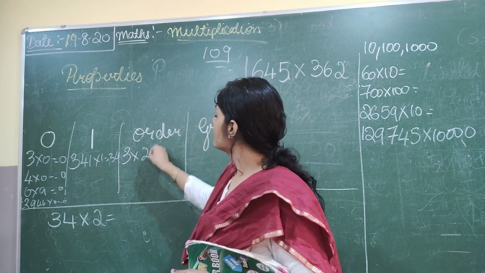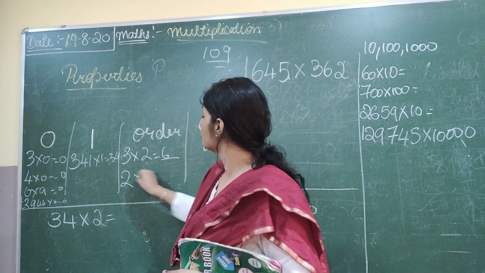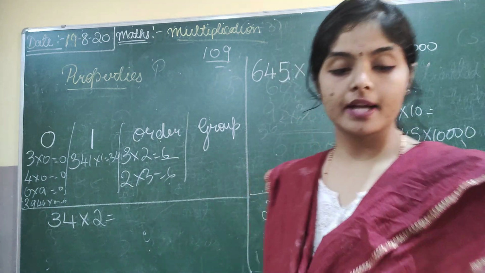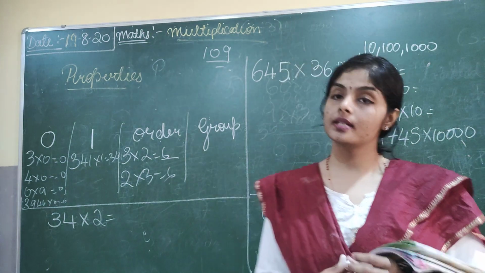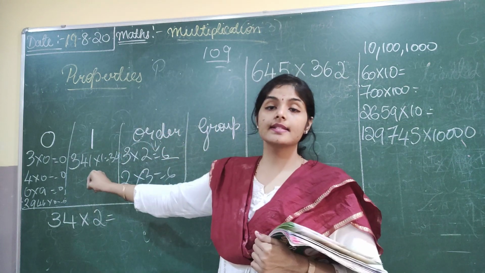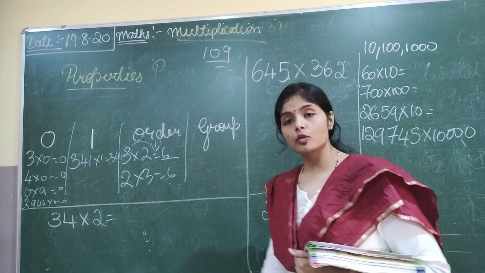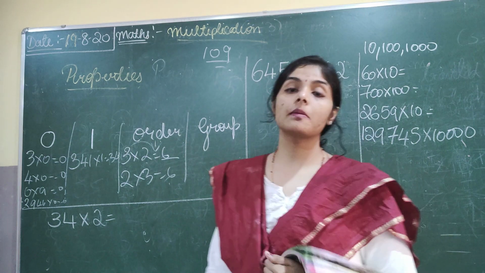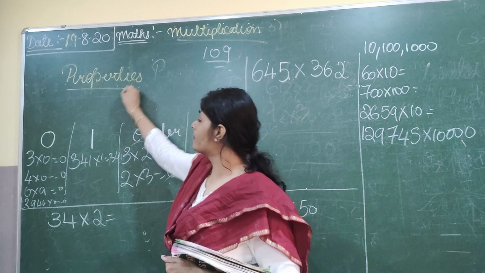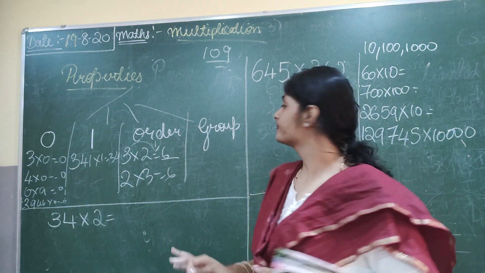Next, order. If you talk about order, what comes to your mind? Now, 3 twos are 6. Correct? If you take 3 twos are 6, you get 6. Or 2 threes are 6 also, you get 6. You multiply vice versa, you get the same number. So even if the order changes, the answer remains the same. Understood, children? Next. But remember that multiplication has 4 properties. Understood?